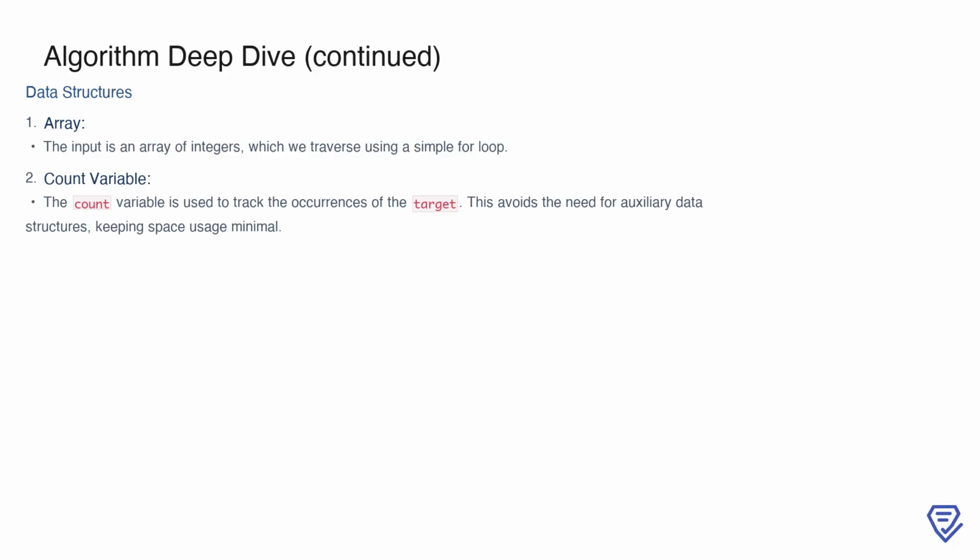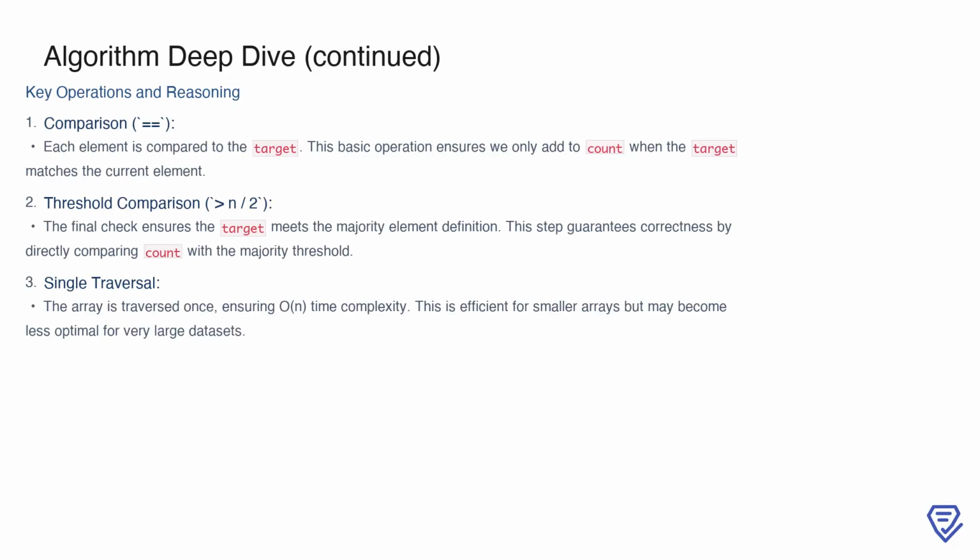Second, we use a count variable to keep track of how many times the target appears. This single variable is efficient in terms of space, as it eliminates the need for auxiliary data structures like hash maps or frequency tables. By using just the array and a counter, we maintain a minimal memory footprint while achieving the desired result. The solution hinges on a few key operations.